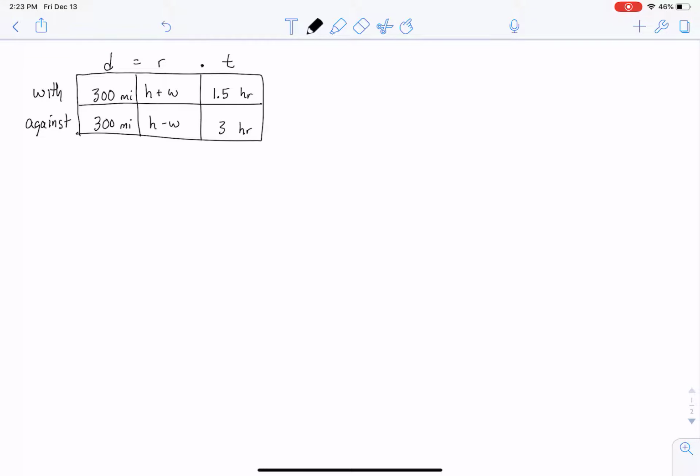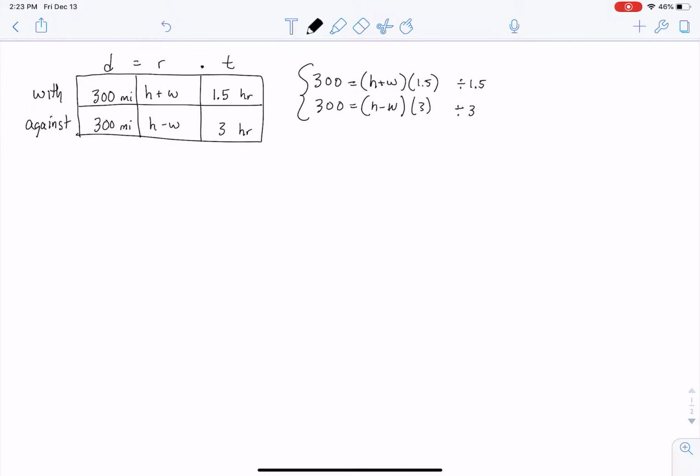And now the equations come right across each row because it's distance equals rate times time. So the first equation is 300 equals h plus w times 1.5. And the second equation is 300 equals h minus w times 3. Okay. So what I'm going to do is divide both sides of the top equation by 1.5 and both sides of the bottom equation by 3.